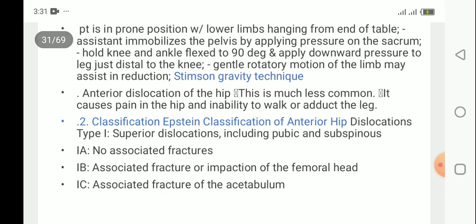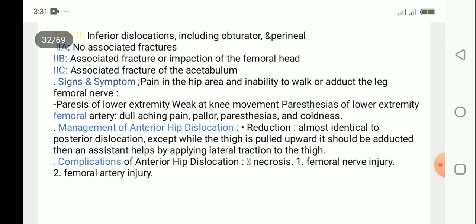Coming to the next classification, the anterior hip dislocation is classified according to types. Superior dislocation includes the pubic and subspinous types, which are sometimes not associated with fractures and sometimes associated with fractures of the acetabulum and femoral head. And inferior dislocations include several types, sometimes with fractures.